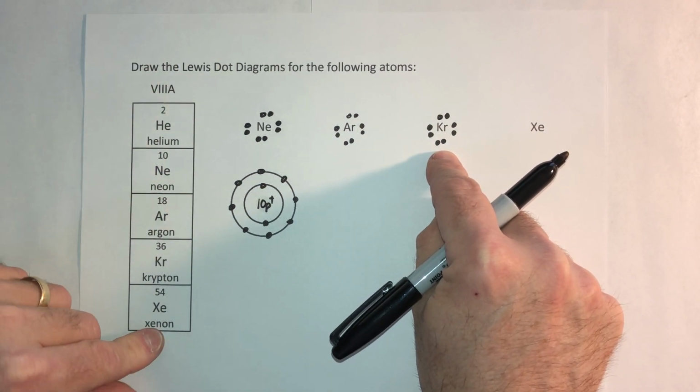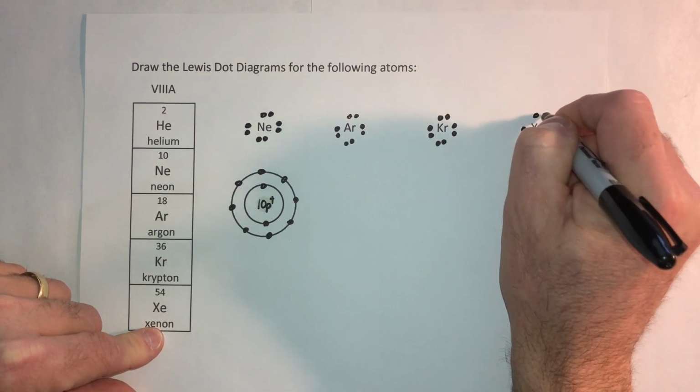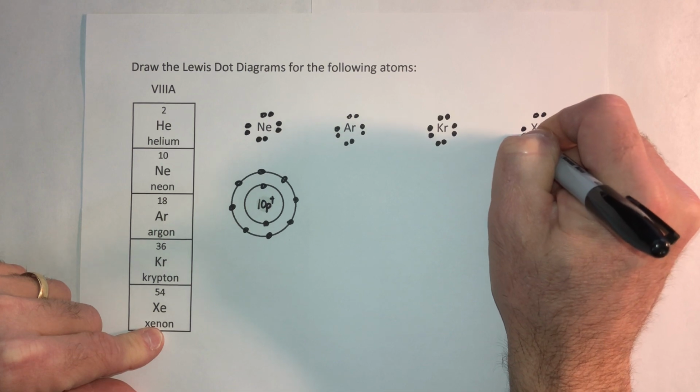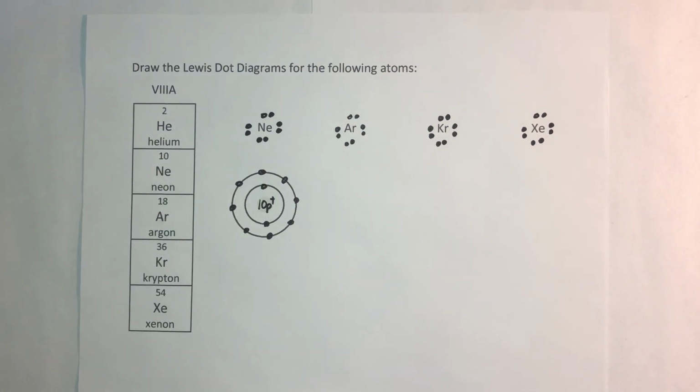Xenon, still in group 8. So it has 8 valence electrons. 1, 2, 3, 4, 5, 6, 7, 8. If you remember that your group number gives you the number of valence electrons, then your Lewis dot diagrams are easy to do.